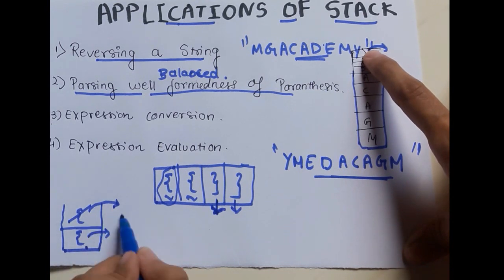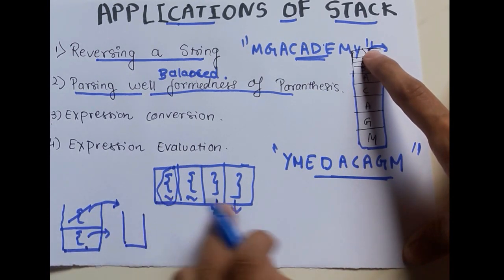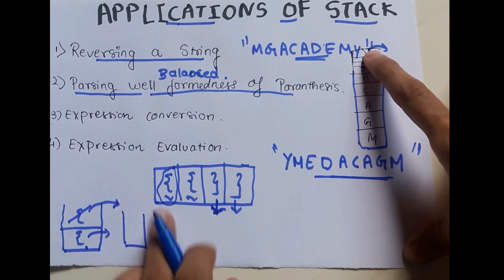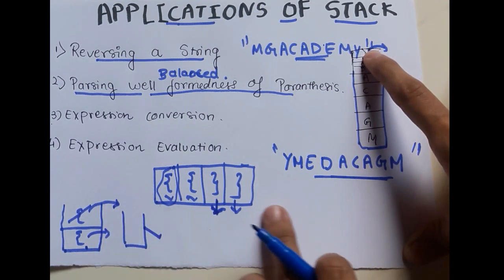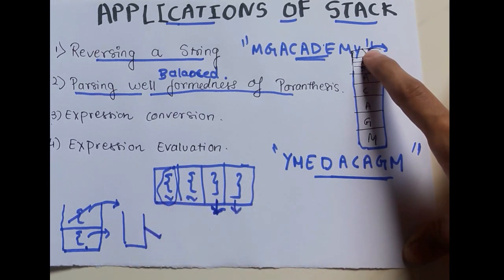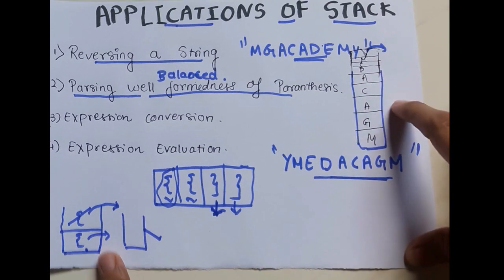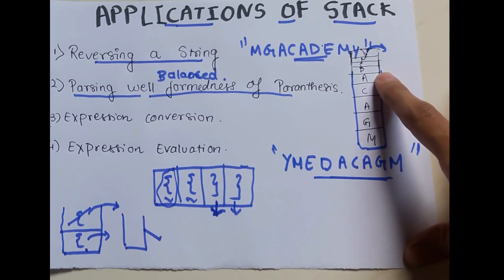So now, after reading the whole string, we can see that the stack is empty. And if the stack is empty, we can say that the given string is a balanced string of parentheses, isn't it? Now let us consider another example in which the string is not balanced.